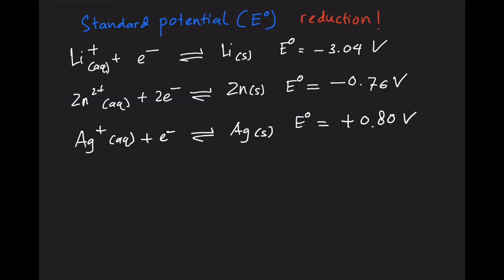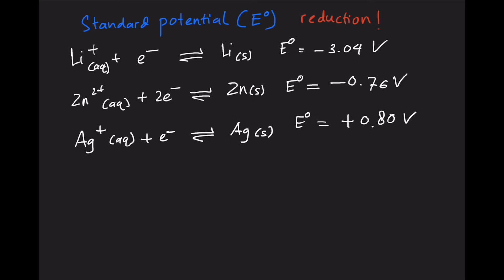For the rest, depending on the values, it could be positive. It could also be negative like this or positive like this one. Again, as you can see, all the reactions are written in reduction form. So the electron always is positioned at the reactant side because that is the characteristic of a reduction reaction. So receiving electrons.